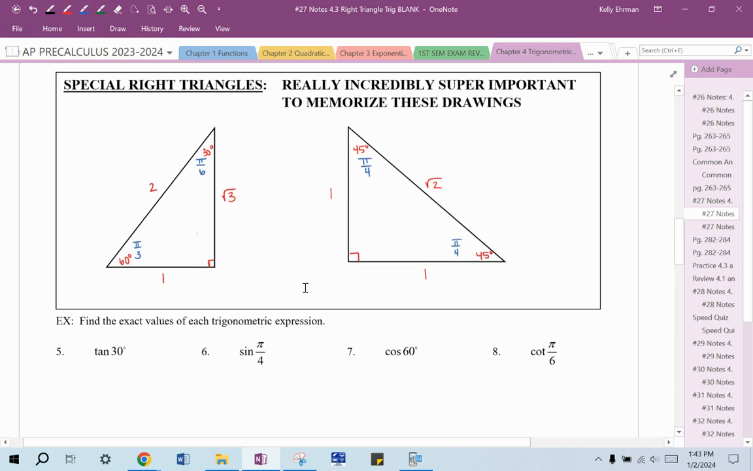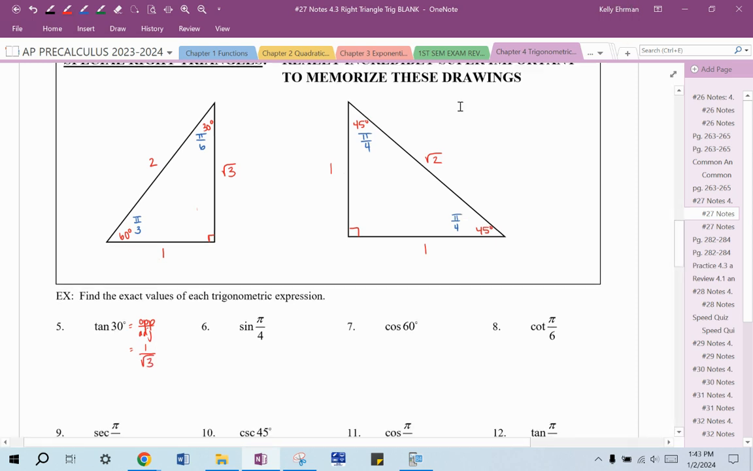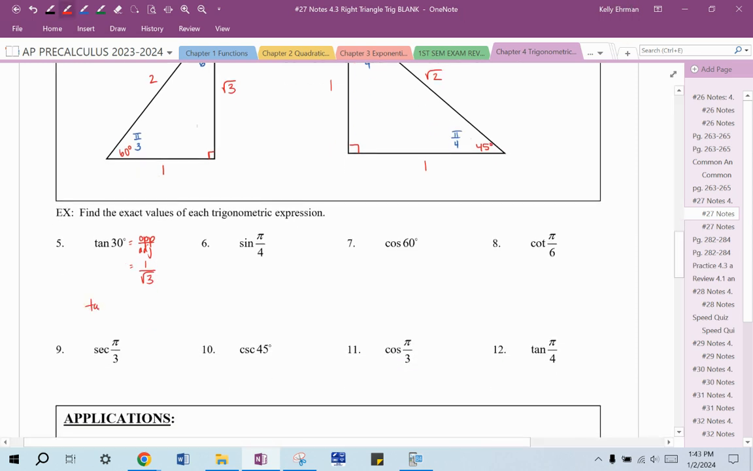Find the exact values of each trig expression. So this says tangent of 30 degrees. So we should be locating 30 degrees and finding the opposite over adjacent. Right? So opposite 30 degrees is 1. Adjacent to 30 degrees is radical 3. We're going to rationalize that. So the tangent of 30 degrees is radical 3 over 3.